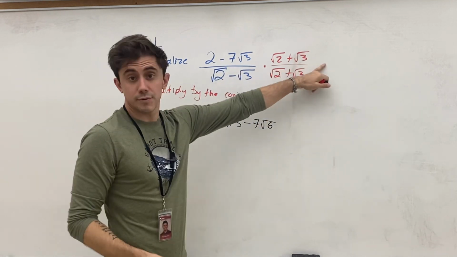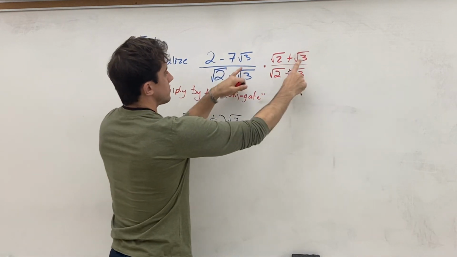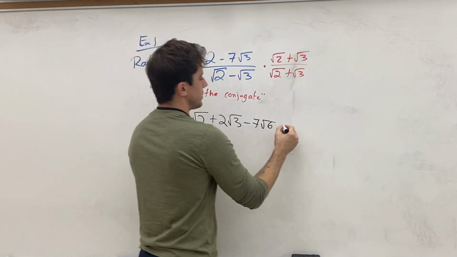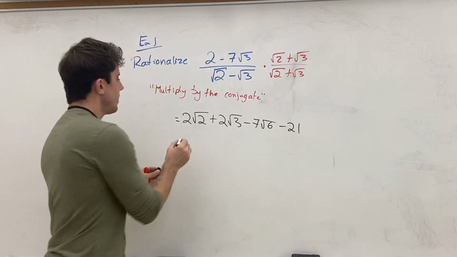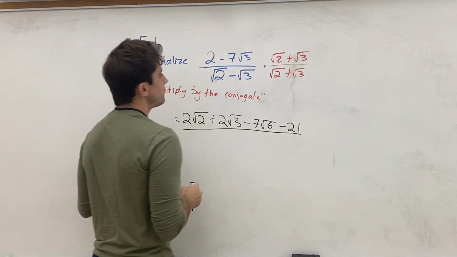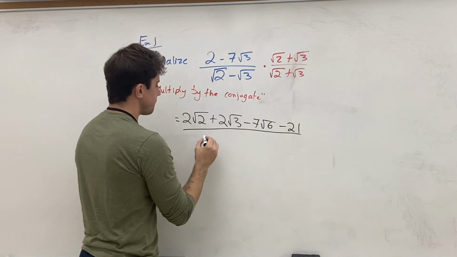Root 3 times root 3 is of course just 3, so that'll be minus 7 times 3, which is minus 21, right? 7 times 3 is 21. Now, the denominator is going to be root 2 times root 2. Root 2 times root 2 is simply 2.